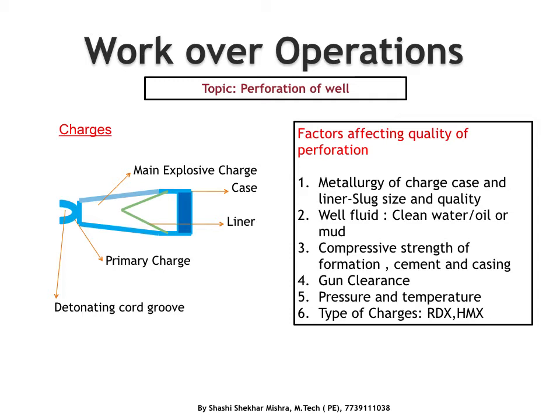Then comes the gun clearance. When we run the gun in the well, it is not always in the center or equidistant from all sides of the casing. If the gun is touching the casing, there is zero clearance, and at that point it will have the maximum penetration, but at the same time it is far away from the other side, where the penetration will be poor. Ideally it should be 0 to 0.5 inch clearance. With TCP we achieve less clearance and have good penetration compared to the through tubing gun.